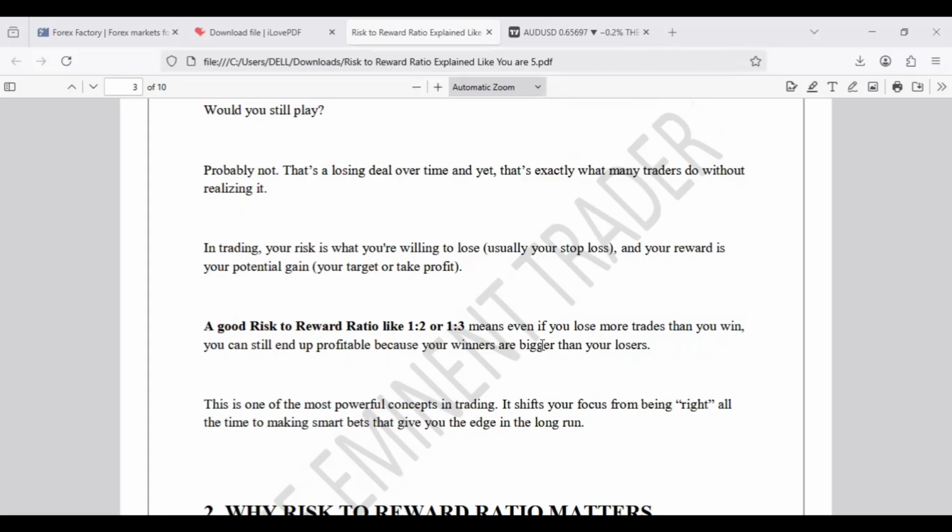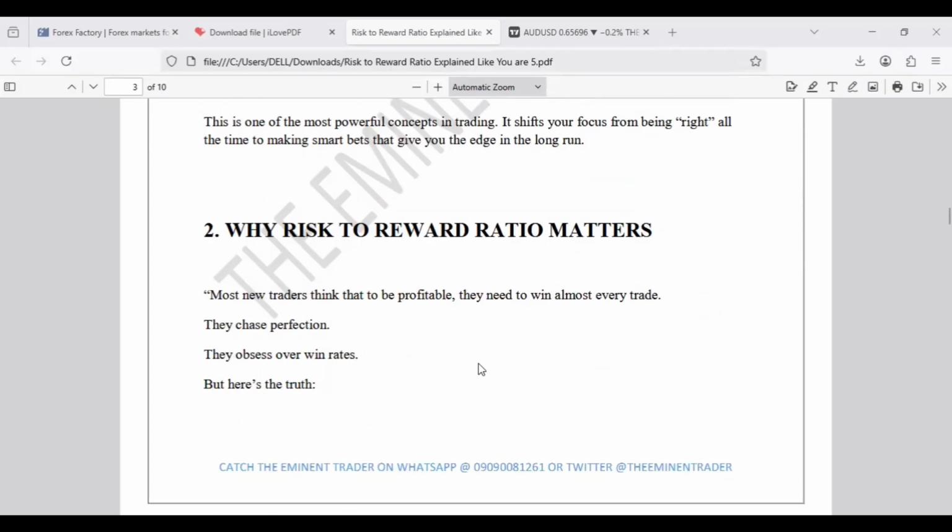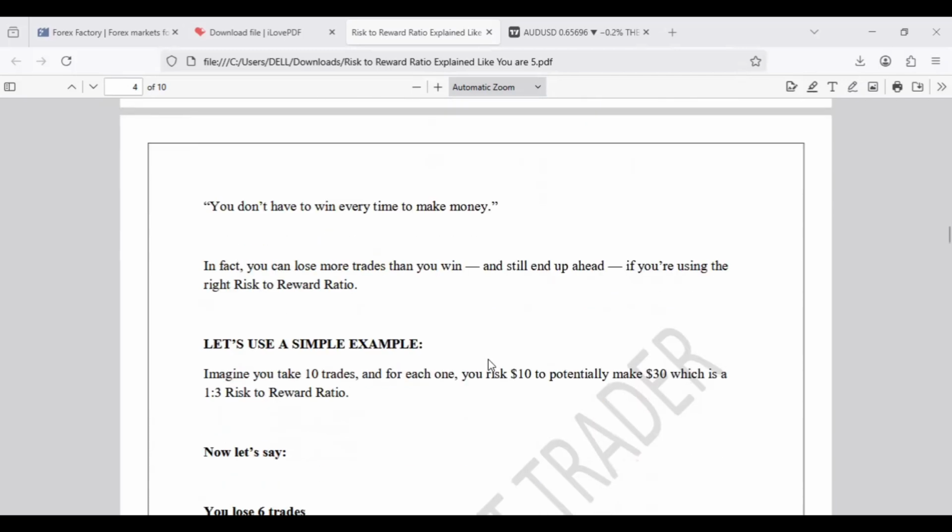And risk to reward ratio is one of the most important and powerful concepts in trading. It shifts your focus from being right all the time to making smart bets that give you the edge in the long run. So why is risk to reward ratio important? Why does it matter? Most new traders think that to be profitable, they need to win almost every trade. They chase perfection. They obsess over win rates. But here's the truth. You don't have to win every time to make money. In fact, you can lose more trades than you win and still end up ahead if you are using the right risk to reward ratio. I'll give you a simple example.